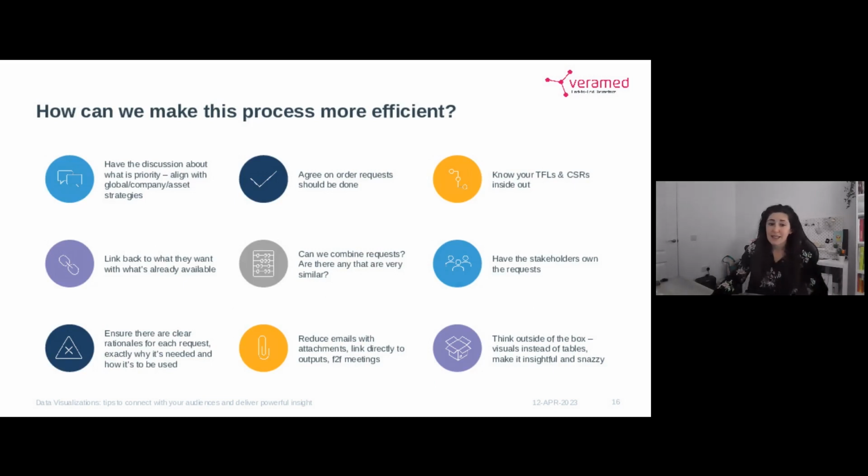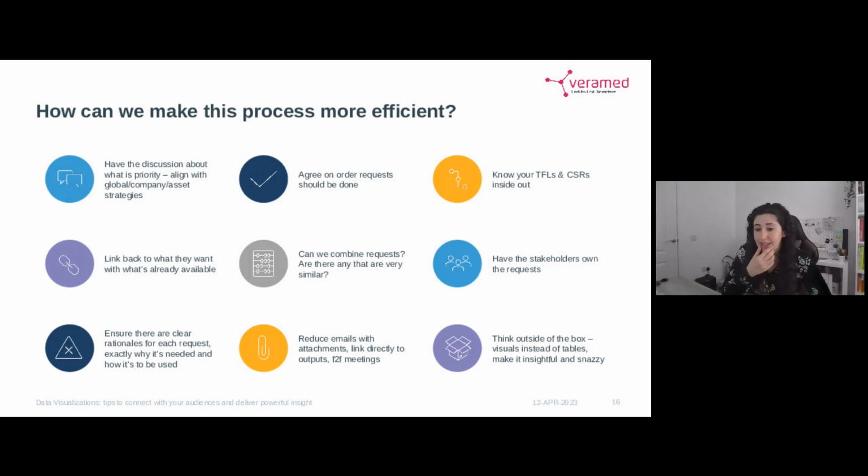So yeah, my last slide here was just trying to touch upon things that we found helped make this process more efficient. So first of all is having that discussion about what actually is the priority and being able to align with any sort of strategy at the global level, the asset level, or even the company level. And off the back of that, being able to agree on the order of how they should actually be programmed and how they should be done.